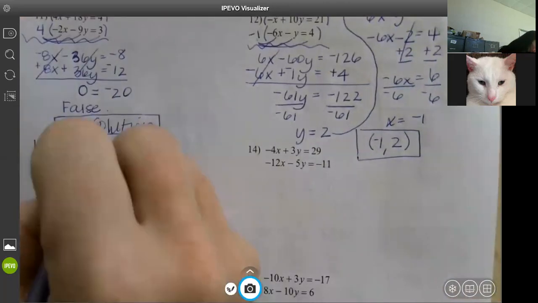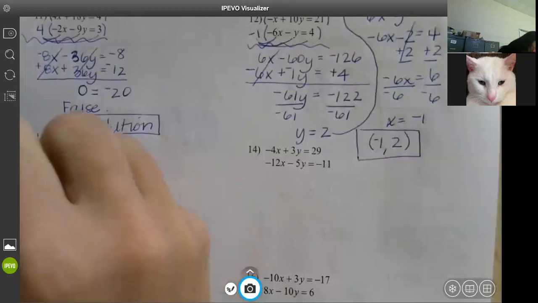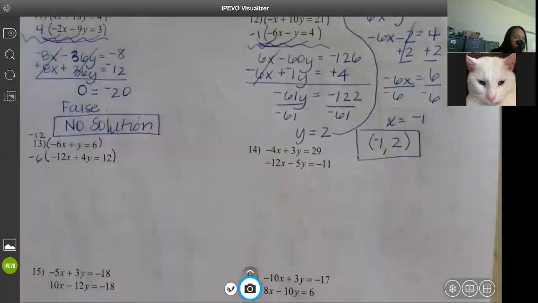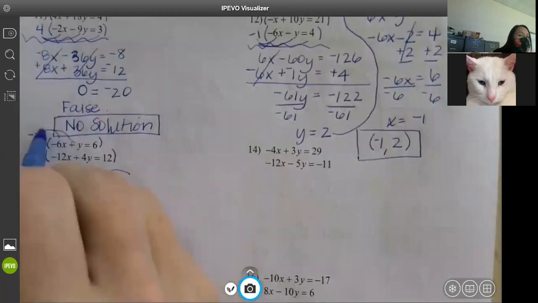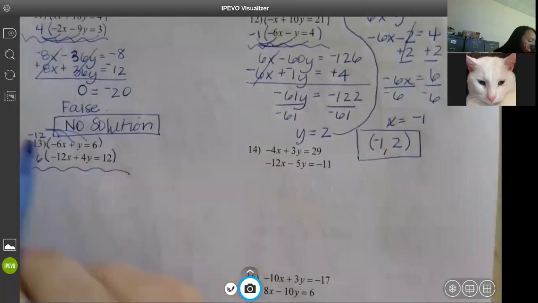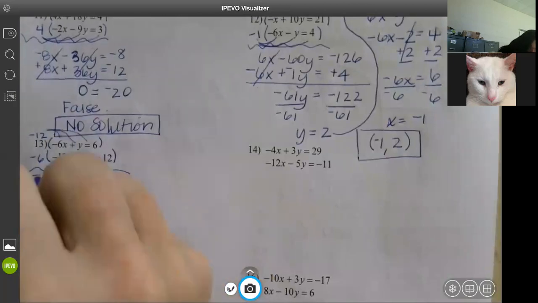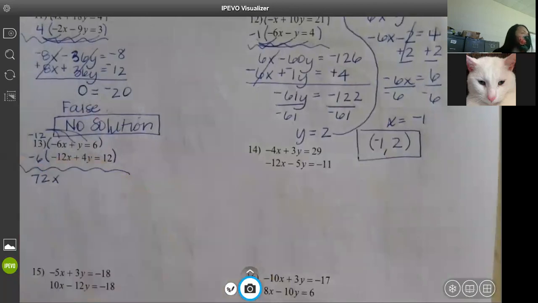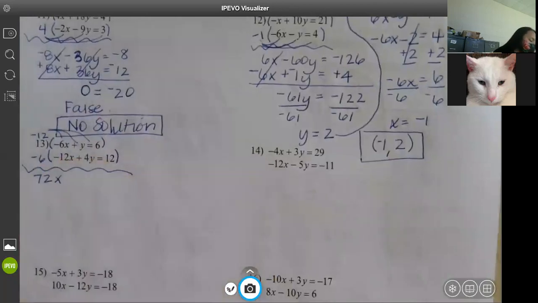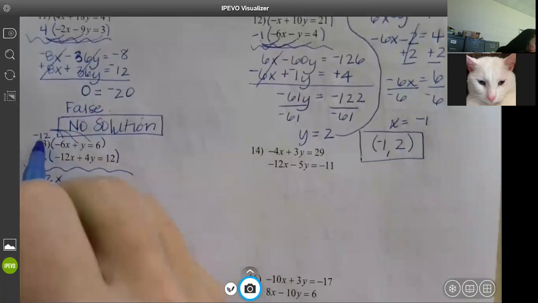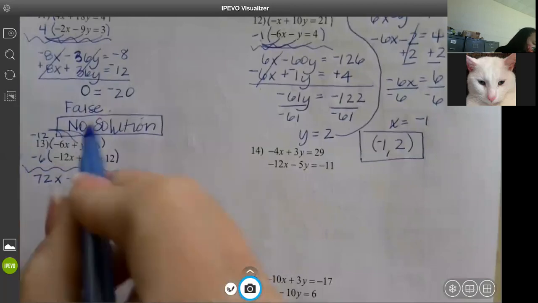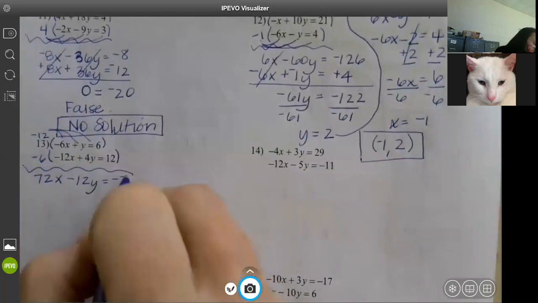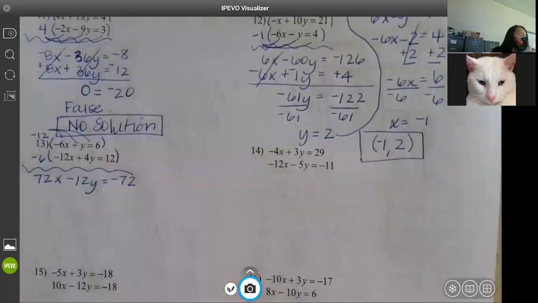You're going to switch the front two numbers, so negative 12 on the top, negative 6 on the bottom. And you're going to distribute them in. Again, if you need your calculator, negative 12 times negative 6 is positive 72x. Use that calculator if you need it. Negative 12 times y is a negative 12y. And then negative 12 times 6, again, is negative 72. Use the calculator. Don't forget your letters.